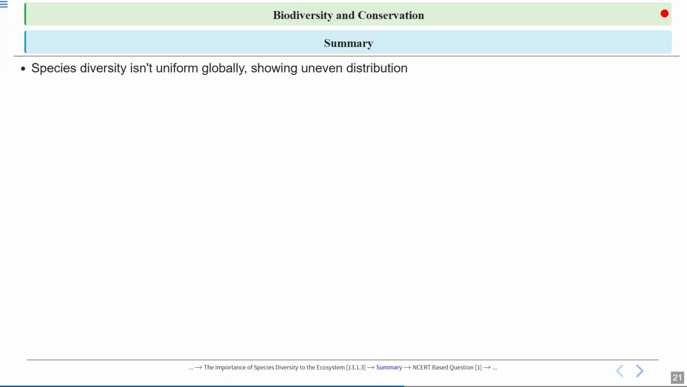Okay, now let's summarize the entire session. We talked about the patterns of biodiversity. Species diversity isn't uniform globally, showing uneven distribution, so species diversity is spread unevenly across the planet. Species diversity decreases from the equator towards the poles, a phenomenon known as the latitudinal diversity gradient.